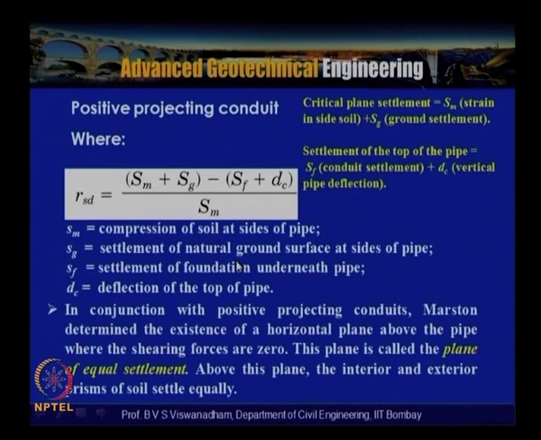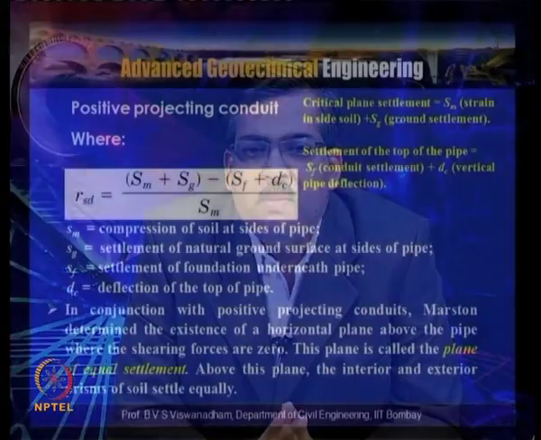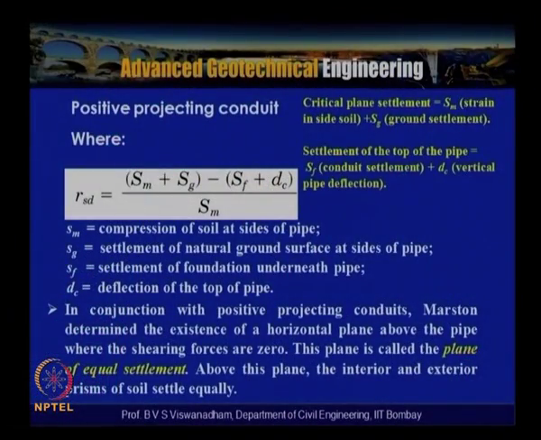Okay. So after having defined the terminologies, the settlement ratio is defined as (SM plus SG minus SF plus DC) by SM. For flexible pipes the settlement ratio is negative because SF plus DC is greater than SM plus SG. So this ratio is defined as the settlement ratio.